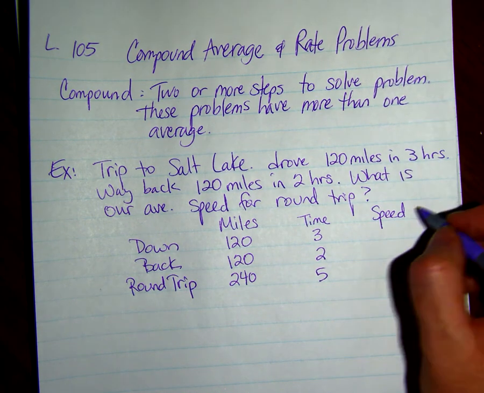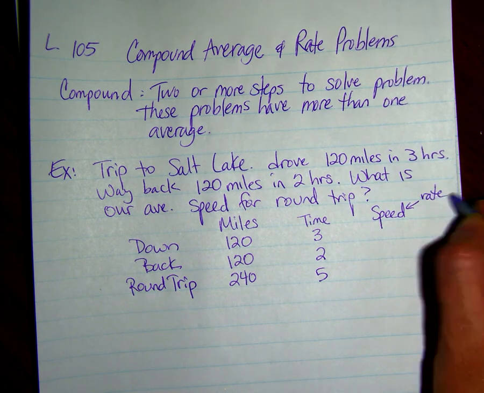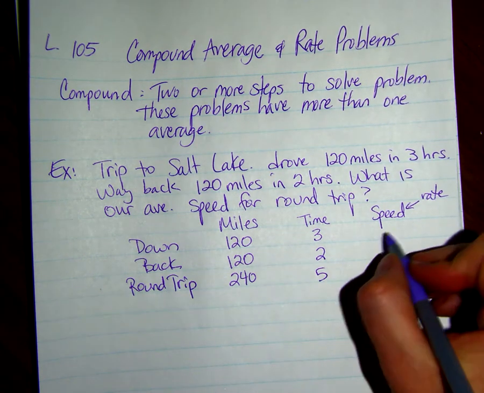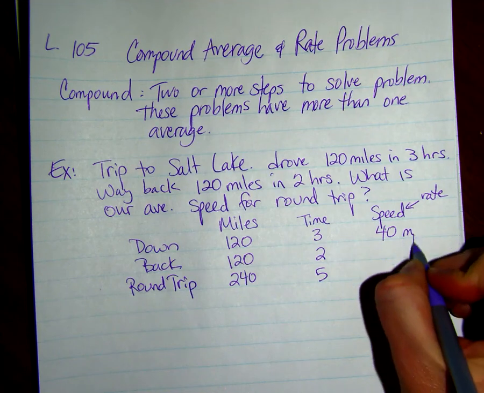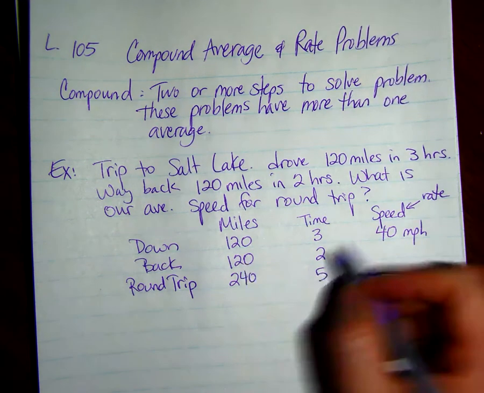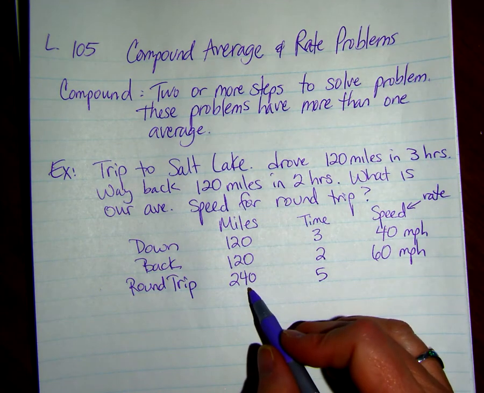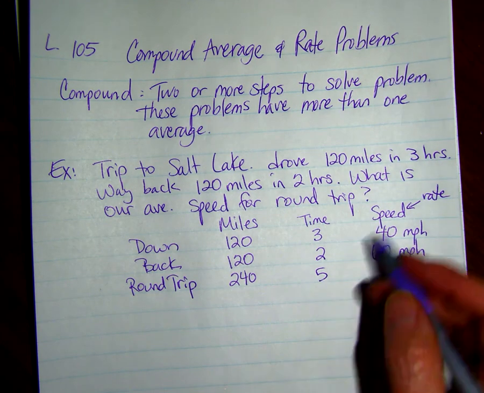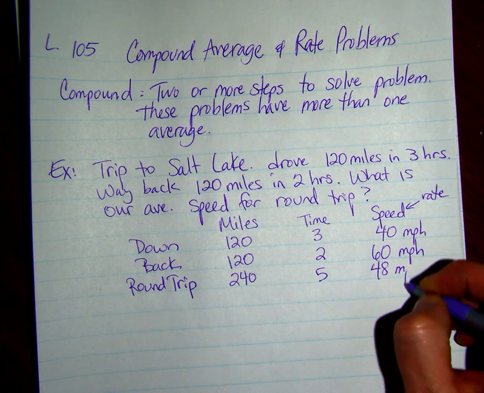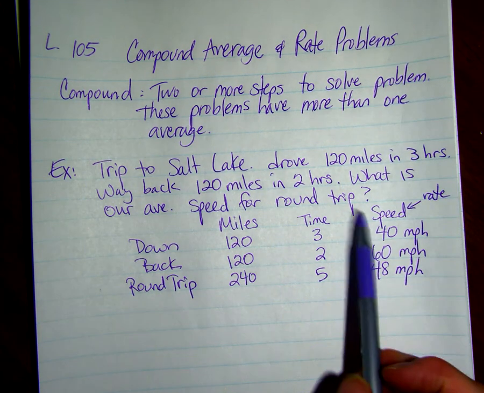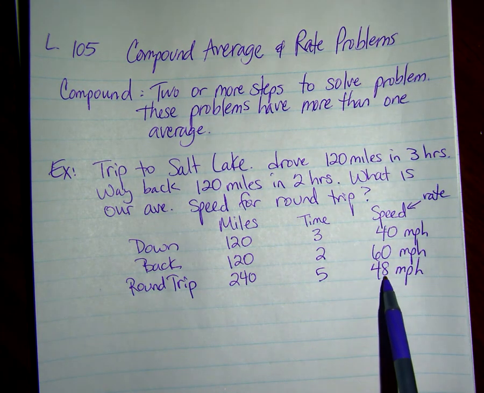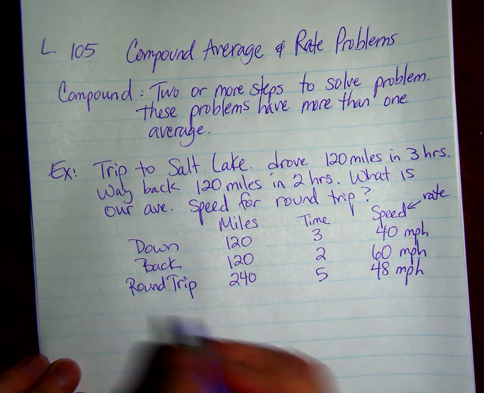To find the speed, and this is our rate, or our miles per hour, 120 divided by 3 is 40, so the average was 40 miles per hour. 120 divided by 2 is 60 miles per hour. And for the round trip, 240 divided by 5 is 48 miles per hour. So the entire round trip, the average speed was 48 miles per hour.